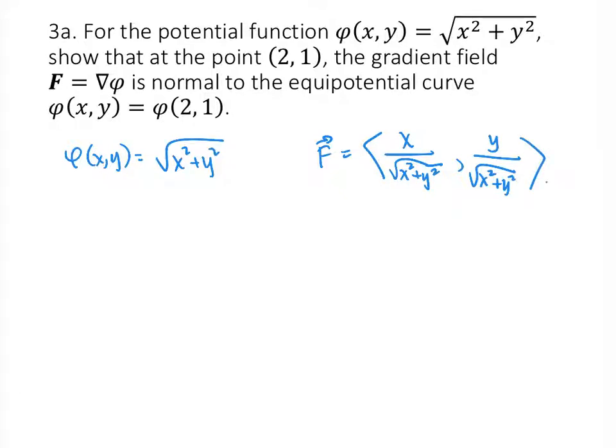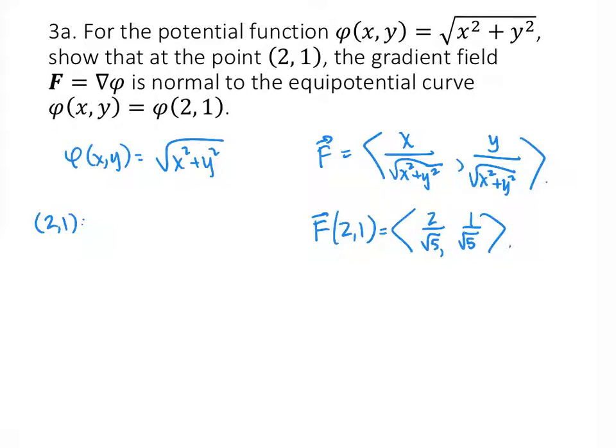So how do we show that at the point (2, 1), these two things are perpendicular? Well, first let's figure out the value here. The vector field at the point (2, 1) is what we get when we plug 2, 1 in for x and y. That gives us 2 divided by the square root of 5 and 1 divided by the square root of 5. So how would we show that that vector is perpendicular to the curve phi of x, y equals phi of 2, 1?